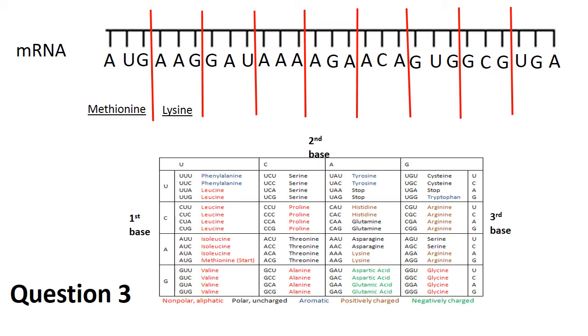I'll do the third one, which is GAU. G is the first base. A, so that's this column here. And so where G and A intersect is this cell. And then U is at the top. And so you go to this cell and you look for the U, and that is aspartic acid, GAU.